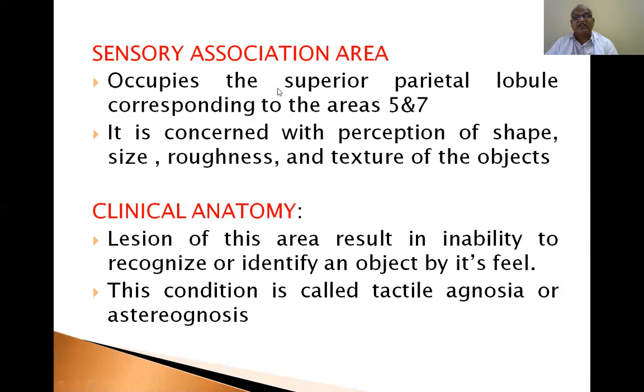Sensory association area occupies the superior parietal lobule corresponding to areas 5 and 7. It is concerned with perception of shape, size, roughness and texture of the object. Clinical anatomy: lesions of this area result in inability to recognize or identify an object by its shape. This condition is called tactile agnosia or astereognosis.